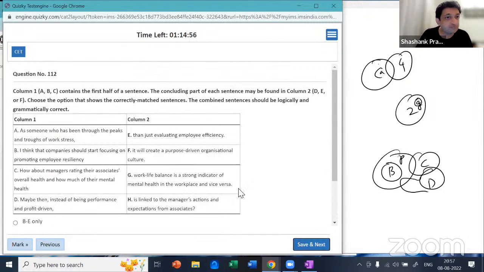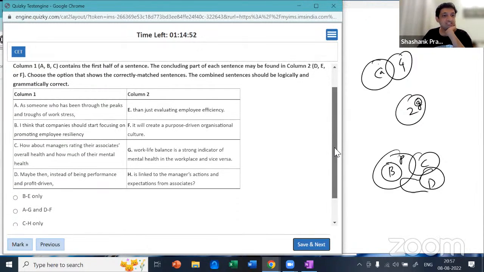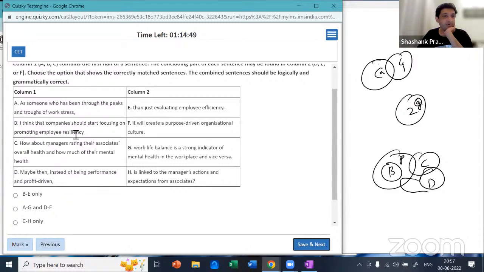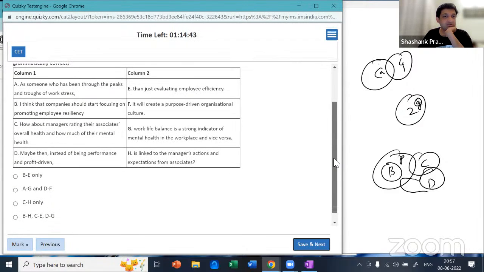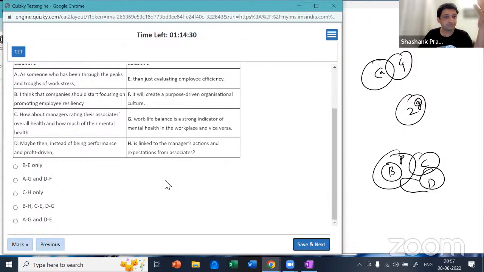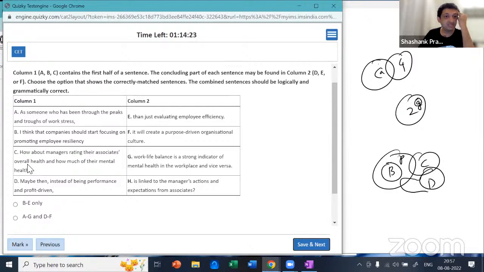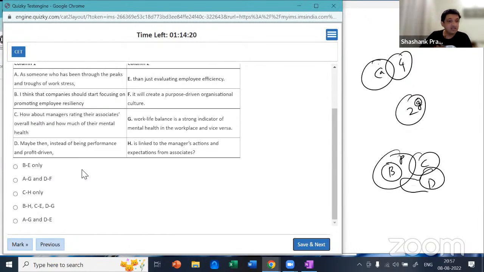Okay, what is this? As someone who has been through BE, I think that company should start focusing on promoting employee resiliency rather than just evaluating employee efficiency. Yeah, this is a good one. Okay, I think BE is fine. AG, as someone who has been through the peaks and troughs of work stress, work-life balance is a strong indicator of mental. No, I think AG is off. So option 2 is gone. Option 5 is gone. CH, how about managers rating the associates' overall health and how much of their mental health is linked to the manager's actions and expectations from associates? Okay, CH also seems good.